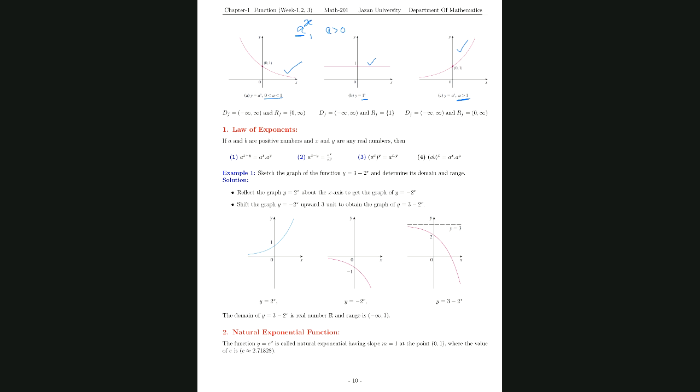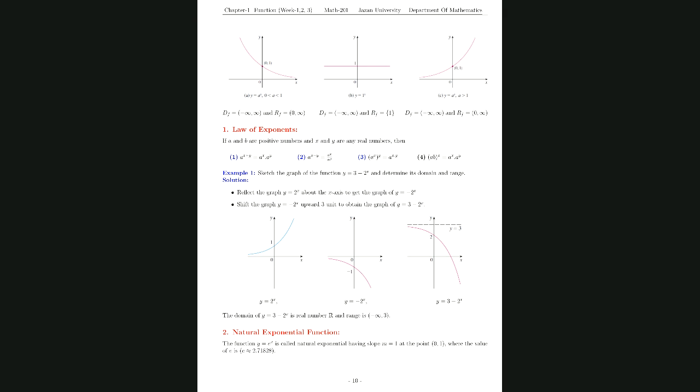Now come to the laws of exponents. See, law number 1: a power x plus y equals a power x times a power y. Remember this law. And law number 2: a power x minus y equals a power x divided by a power y. Here with plus, a power x plus y is a power x times a power y. If there is minus, then it is a power x divided by a power y.